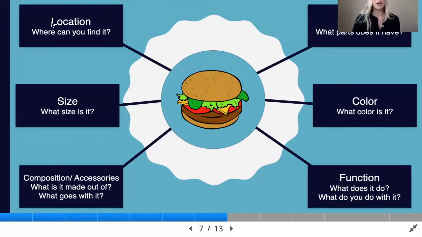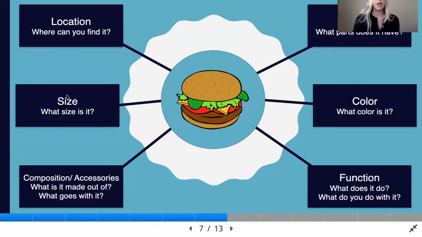All right, so first we're gonna go up here. We're gonna talk about location. Do you remember what location is? Yeah, exactly. Where can you find it? So where can we find a cheeseburger? You're right, we can find a cheeseburger at a restaurant. Yeah, we can find a cheeseburger like at In-N-Out.